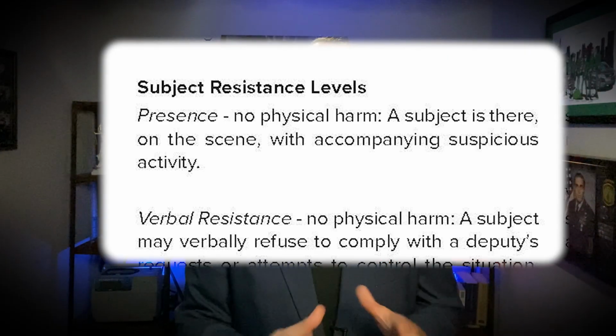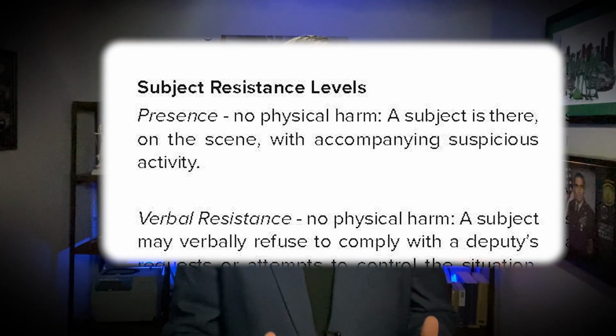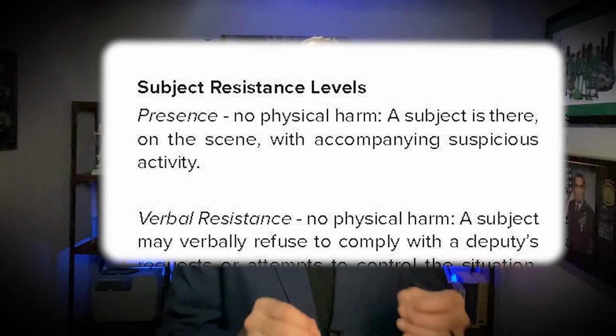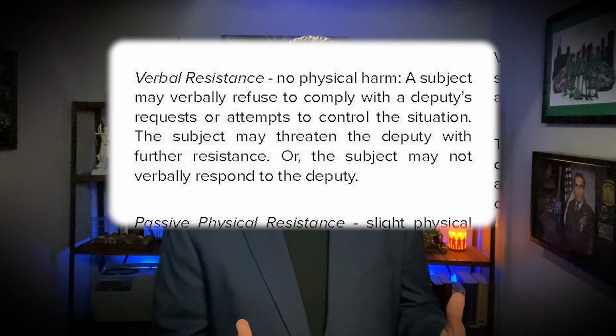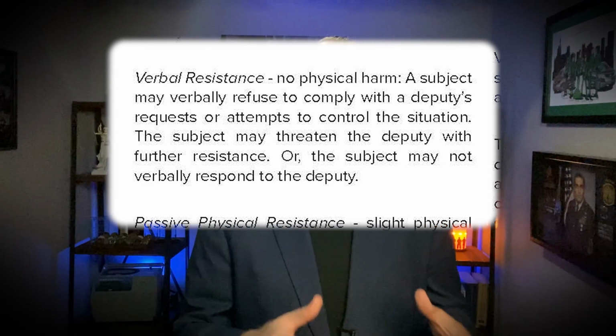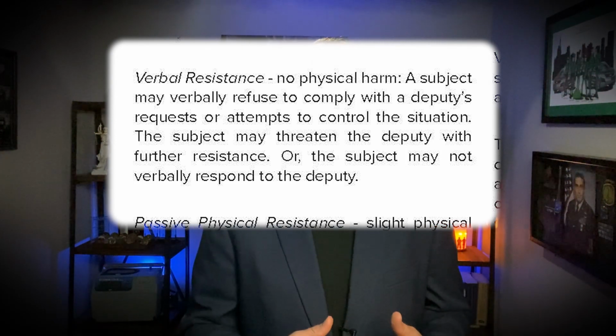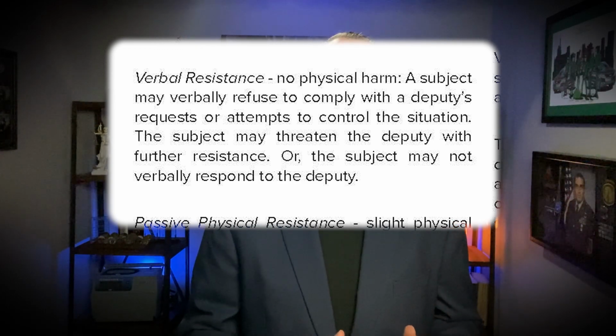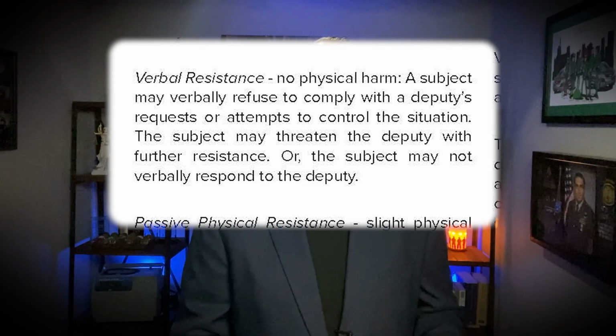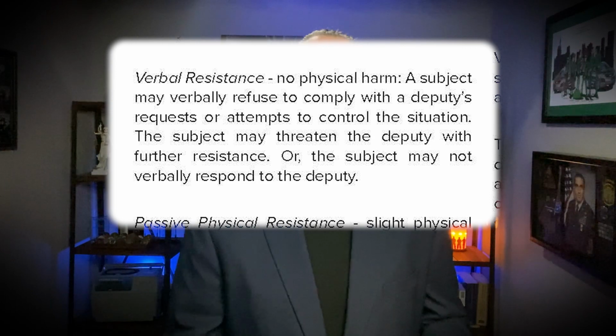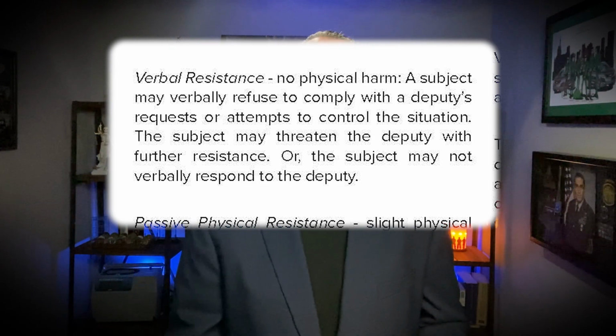Level 1, presence, no physical harm. The suspect's there, the officer's there, and it's suspicious. That's it. Level 2, verbal resistance. No physical harm. A subject may verbally refuse to comply with a deputy's request or attempt to control the situation. The subject may threaten the deputy with further resistance, or the subject may not respond to the deputy's commands.